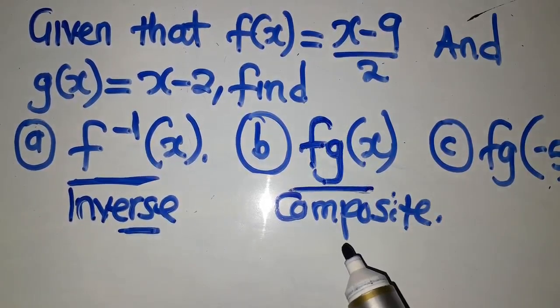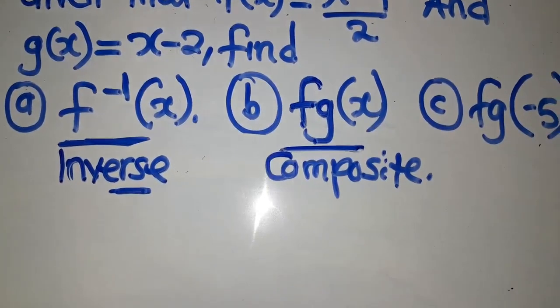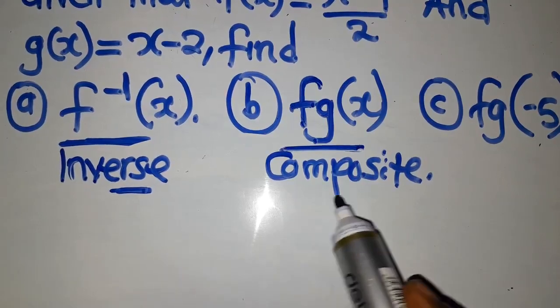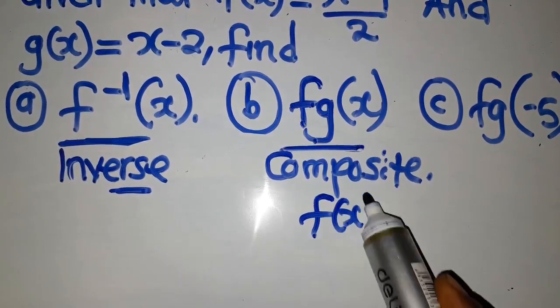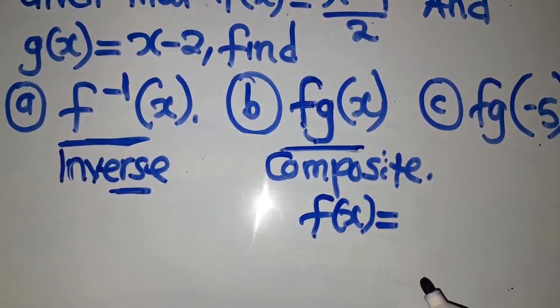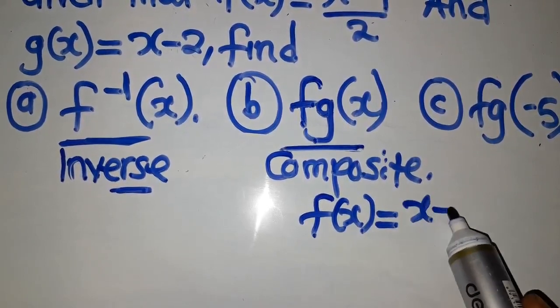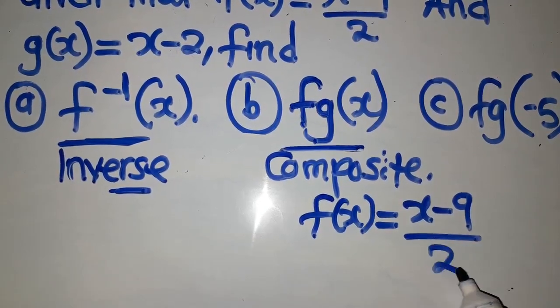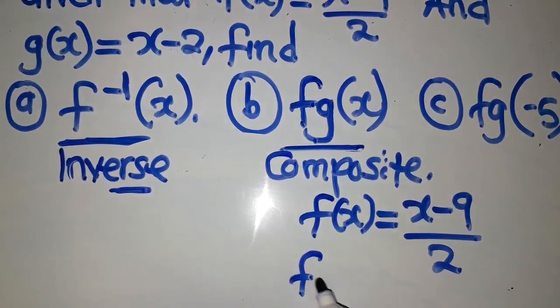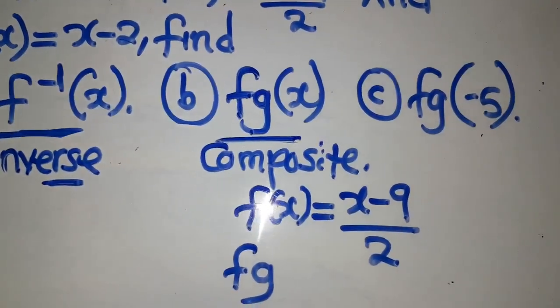The first one that we are given is f. So you start with f. We say f of x is equal to, f of x is equal to what? (x minus 9) over 2. That's what you are given. Then followed by g, then you've included what? A g function. So what does this mean?